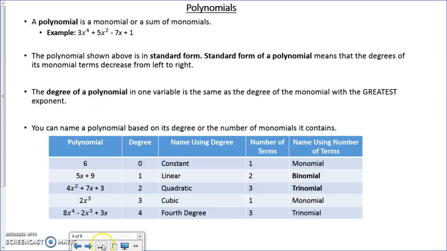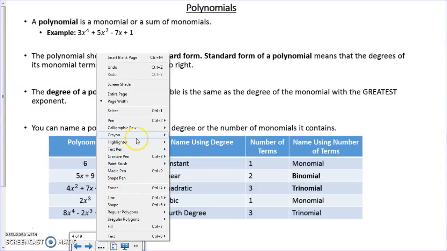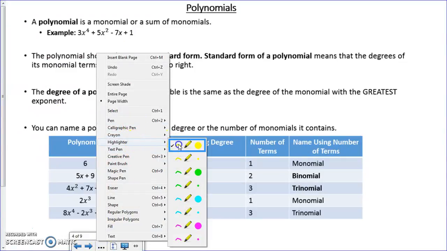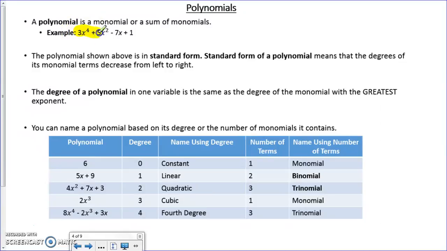Polynomials. A polynomial is a monomial or a sum of monomials. An example here is 3x to the 4th plus 5x squared minus 7x plus 1. The polynomial shown above is in standard form. Standard form of a polynomial means that the degrees of its monomial terms decrease from left to right. So the exponents go from highest exponent to lowest exponent.